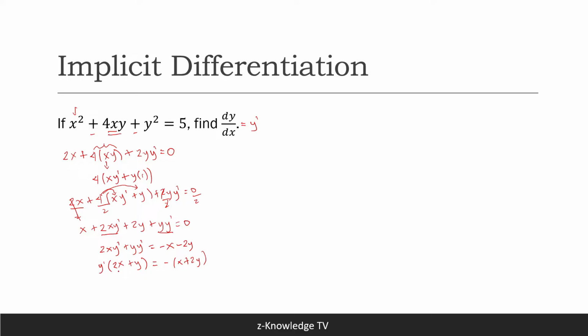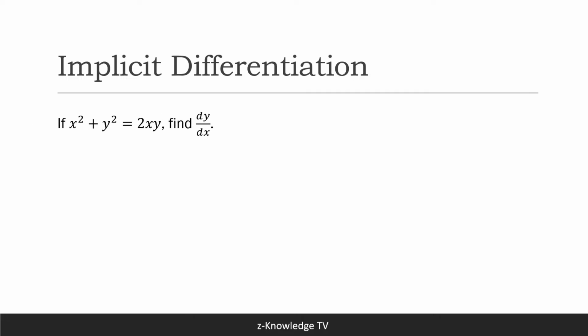Okay? So, divide natin sila ng 2x plus y kasi iwan natin mag-isa yung y prime. So, magiging 2x plus y. So, therefore, ang final answer natin is y prime is equal to negative x plus 2y over 2x plus y. Okay? So, ayun ang y prime or yung hinahanap na dy over dx. Okay? So, next.